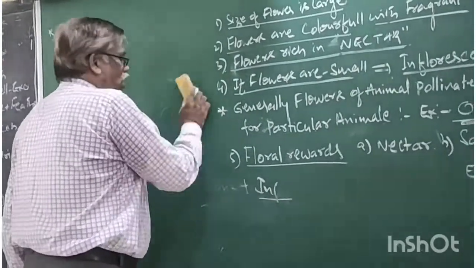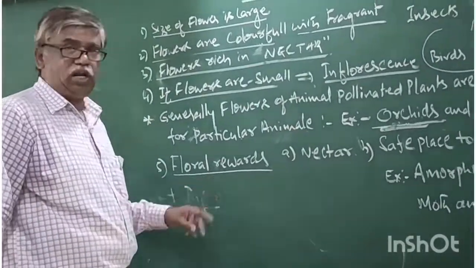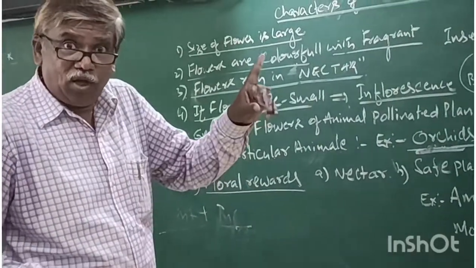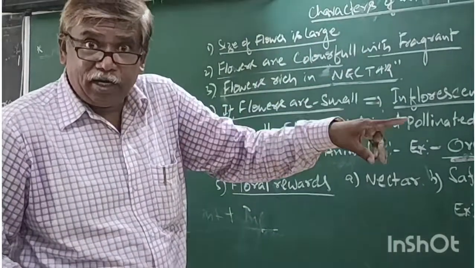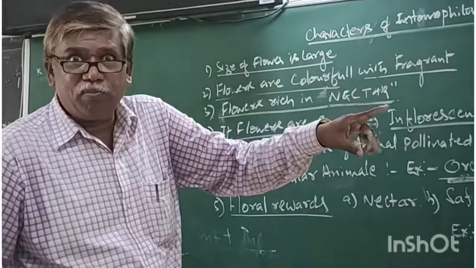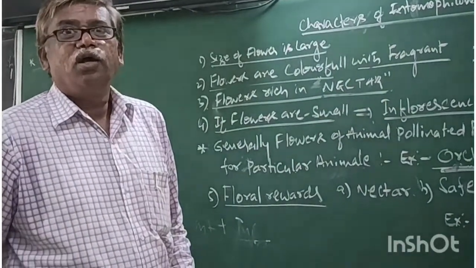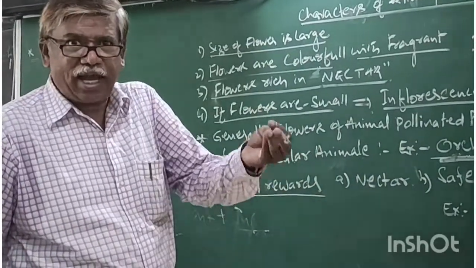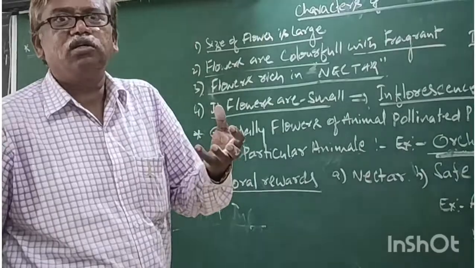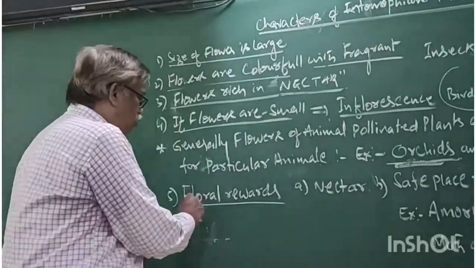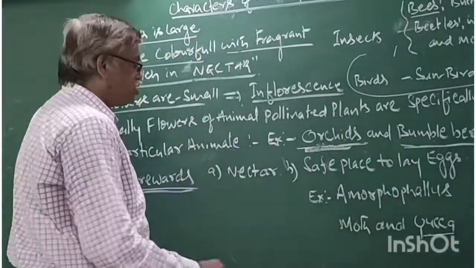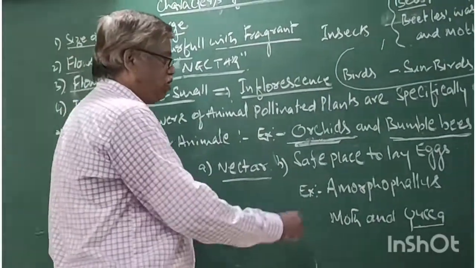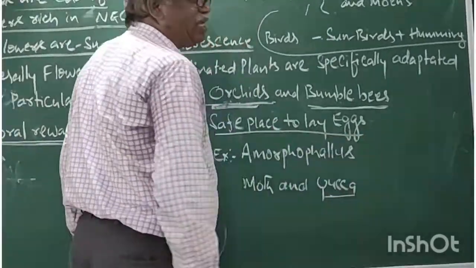Now, what is this fifth one? Floral rewards. There are no floral rewards in water pollinated plants and wind pollinated plants because they are not living. If any living thing is there, they want something, that is reward. Now, floral rewards: 99% of the floral reward is nectar. Next one, B: a safe place for laying eggs.